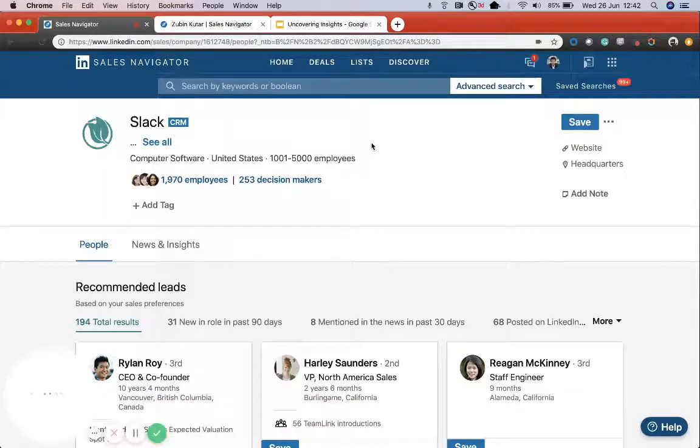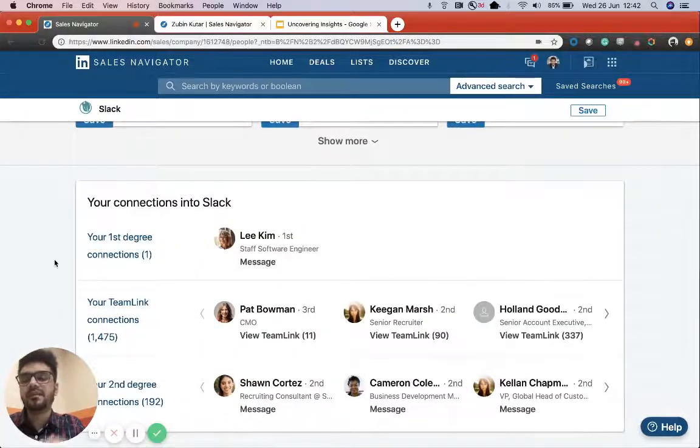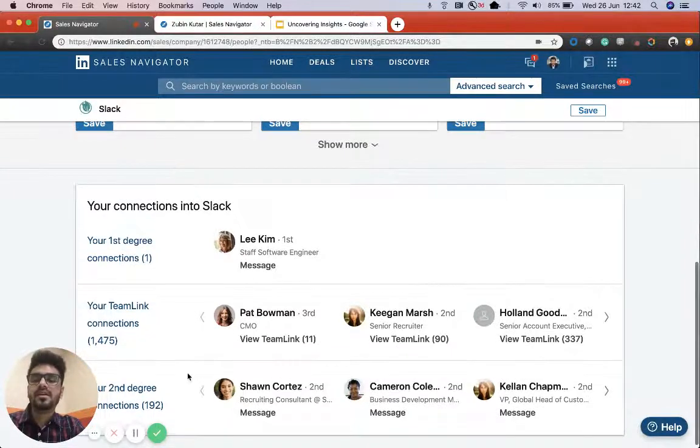Right. So if I'm on the company account page, I get to see what this company does, where they are headquartered, etc., the number of employees that they have. Now, within those people, I see this is how I'm networked within this particular company called Slack, right? So I have a first degree connection. I have almost 1,500 team link connections. So, people within my team who can get me introduced to all these people right here. And then finally, my second degree connections. If there were people in this organization who went to the same school as I did, it will also show up here, right? Now, why is this important?